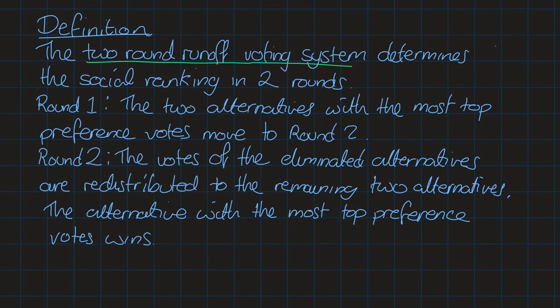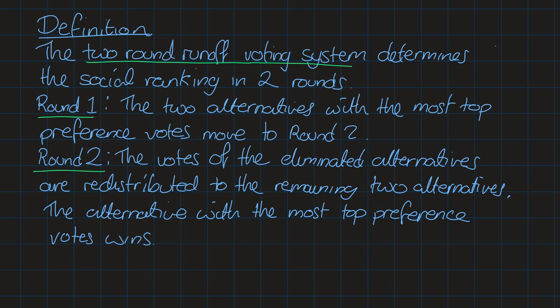The two-round runoff voting system determines the social ranking in 2 rounds. So in the first round, the 2 alternatives with the most top preference votes move on to round 2. Another way of saying this is, in the first round, you eliminate all the alternatives which are not the top 2 in the plurality ranking. So you consider the plurality ranking, you look at who comes first and who comes second, and you eliminate everyone else. Okay?